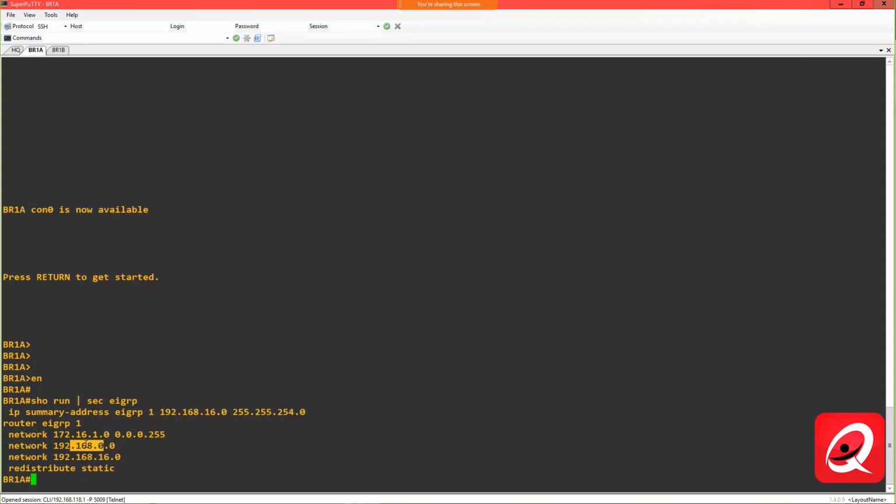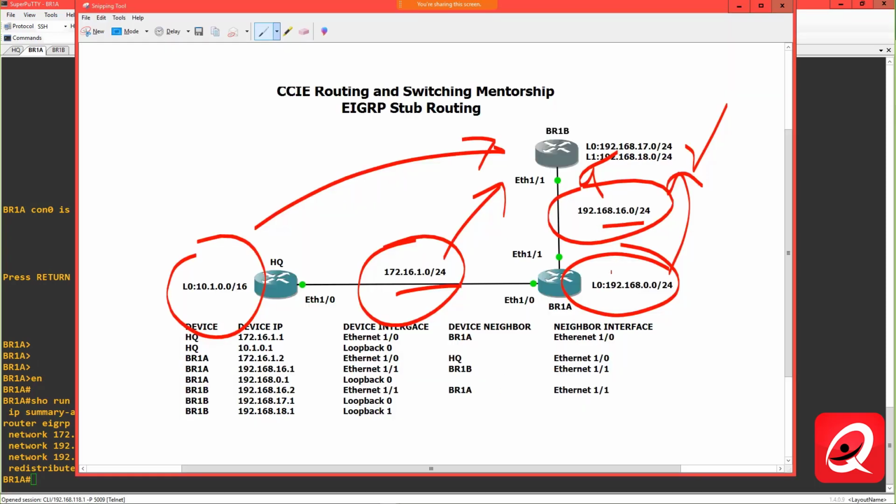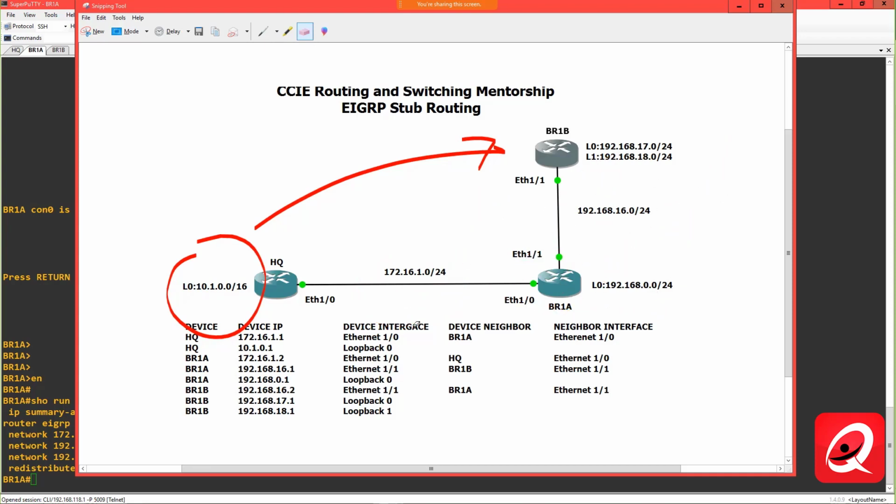The 192.168.0 and 192.168.16 are running EIGRP. So that's the 16 and that's the 0, so that makes sense. We're running EIGRP on all three of these interfaces. All right, but we do have a redistribute command on this router as well.